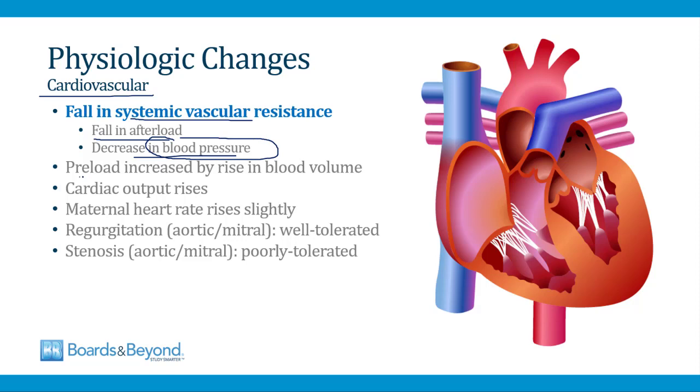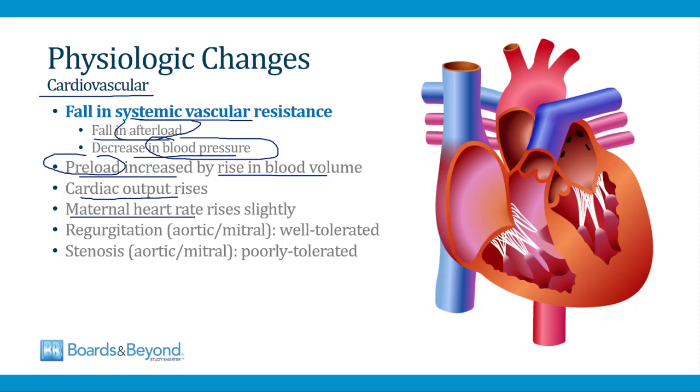The preload to the left ventricle also increases because there's a rise in blood volume associated with pregnancy. So because the preload goes up and the afterload goes down, you get a rise in the cardiac output during pregnancy, part of the normal physiologic changes. And then in addition, the maternal heart rate usually rises very slightly during pregnancy.